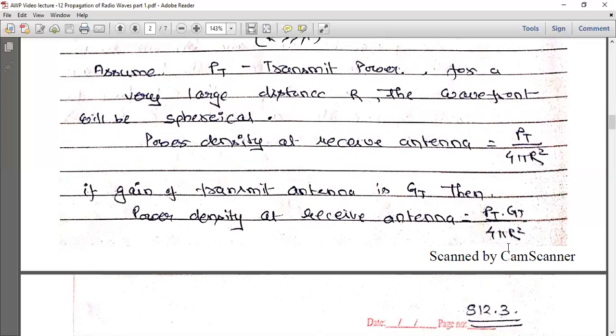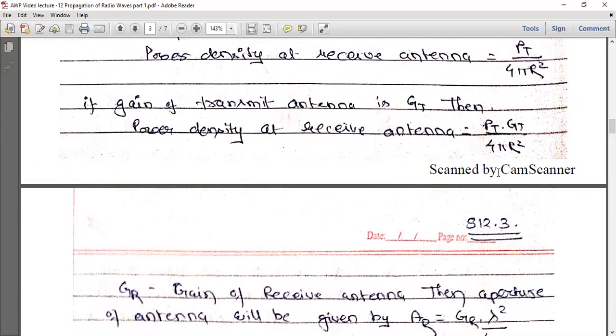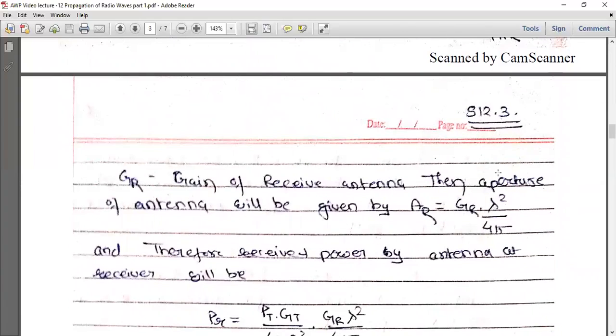That means it is radiating in all possible directions, and that's why as power reaches the surface of the sphere, the power density, power per unit area at any point, will be given by PTGT upon 4 pi R square, where PTGT is the total radiated power by the antenna. Okay. So this PTGT upon 4 pi R square is the power density at the receiving antenna. If we are considering that GR is the gain of the receiving antenna again.